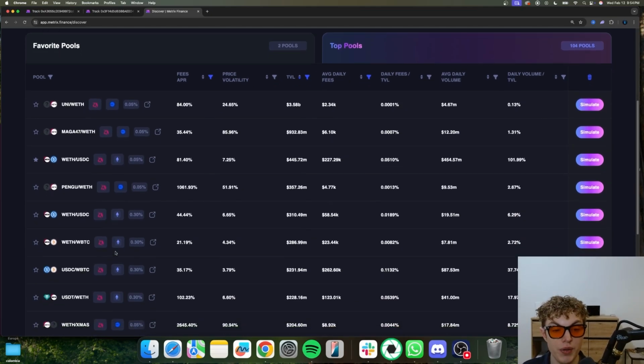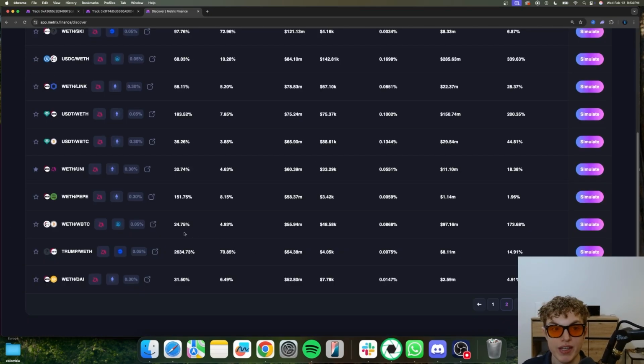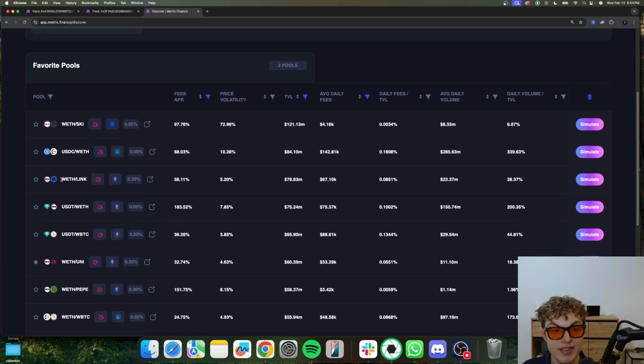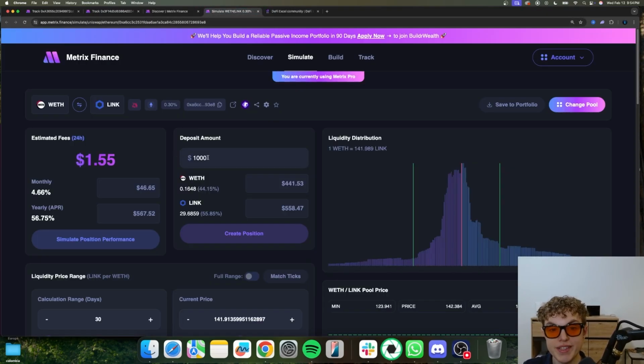So scrolling down, we can see some pools. I'm going to go to the second page, see what we have. I see Wrapped ETH to Link showing about 60% APR with about $80 million in TVL. I'm going to go ahead and simulate that in a new tab. And from here, we can simulate what type of earnings we could be getting on this position.